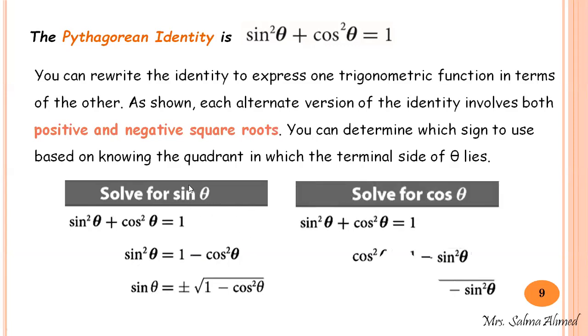I'm going to repeat if I need to get cosine theta. I'm going to use the same rule and isolate the cosine squared theta on one side. It will be 1 minus sine squared theta. I'm taking the square root for both. So it will be cosine theta equal positive or negative root 1 minus sine squared theta.